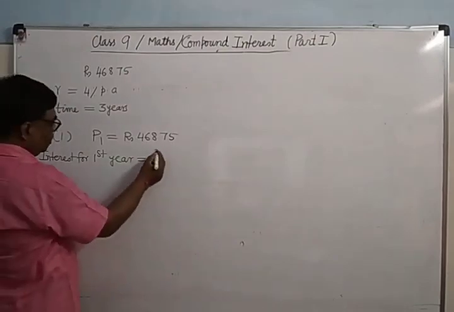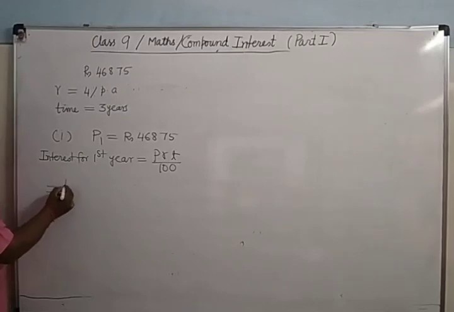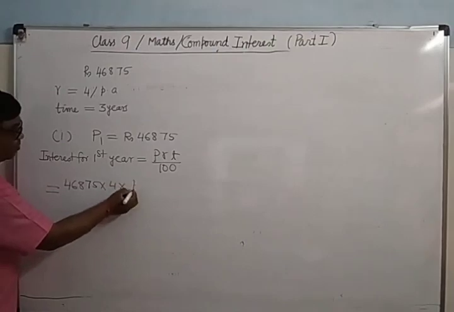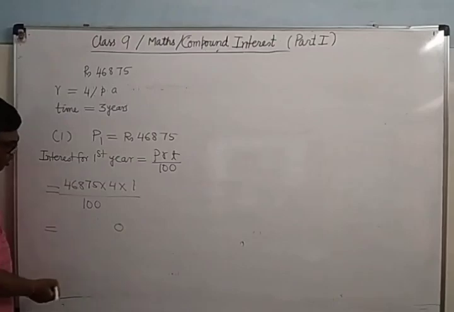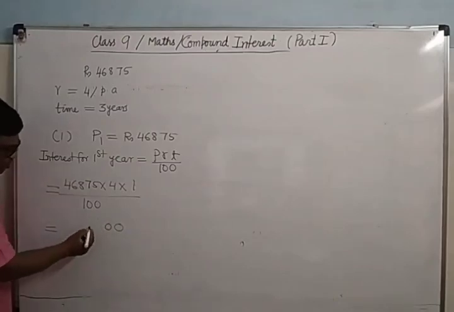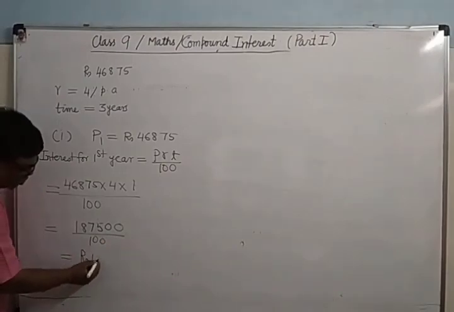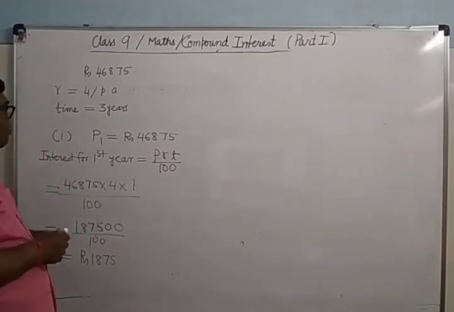Interest for the first year is PRT upon 100. Substitute the values. P is 46875, the rate is 4, time is 1, divided by 100. When you simplify, 4, 5 are 20, upon 100. So it equals rupees 1875.